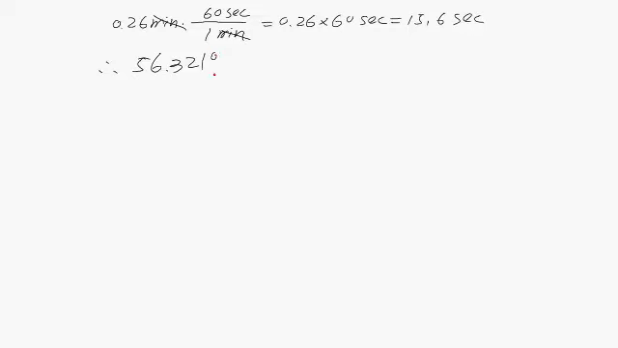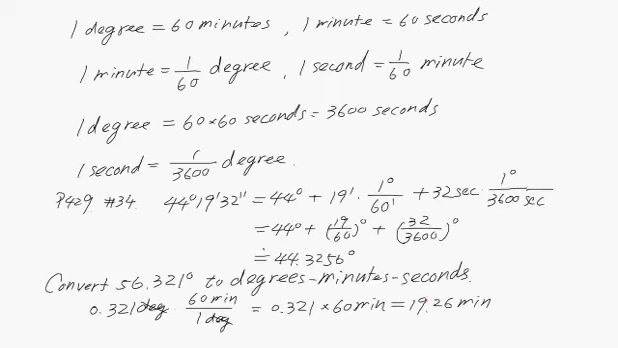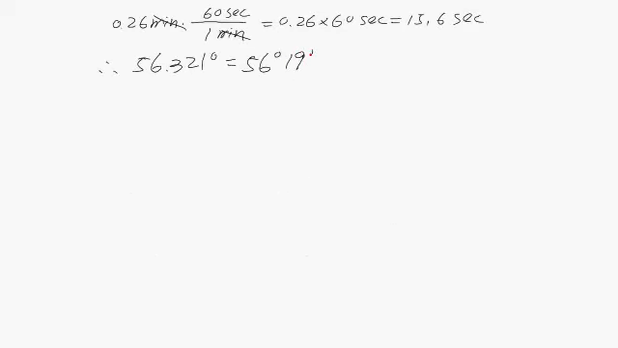So finally, this symbol means therefore, 56.321 degrees is equal to 56 degrees. What is the number of the minutes? 19, right, we have the 19 minutes. And then the number for the seconds is the 15.6 seconds. Then in this way, we convert this fractional degrees to degrees, minutes, and seconds.